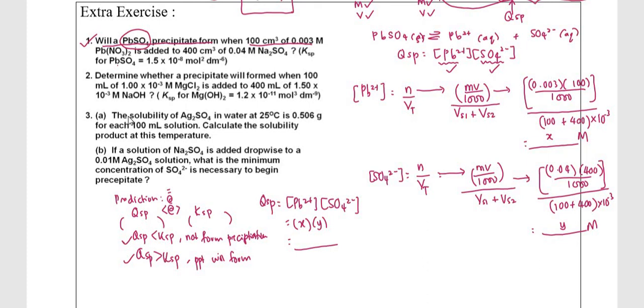Okay, you can try question number 2 and number 3A only. B, no need, because the data is not complete. Okay, not complete information. That's why we can't solve this problem. Okay, you can try question number 2 and number 3.